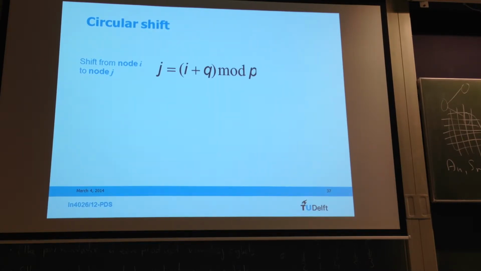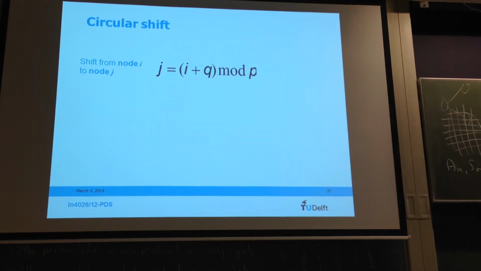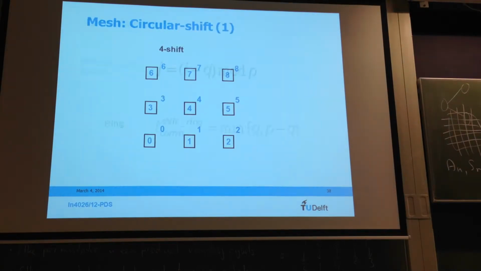Now in the ring, circular shift is simple, right? If you want to shift from node I to node J, it's simply this expression. So the communication time on the ring is then the minimum of Q and P minus Q, the other way around. So that is a simple thing.